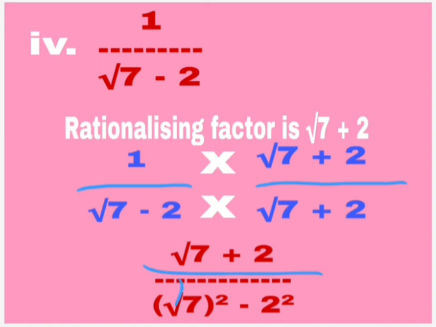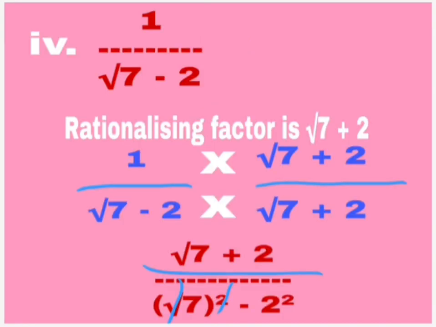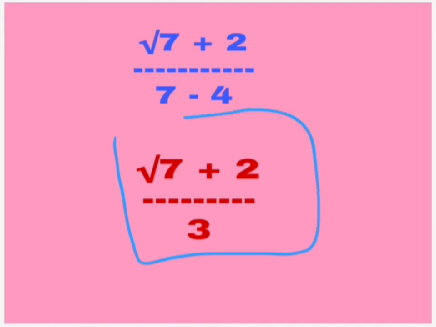So here in the denominator, root and square cancel. Okay. Next we will get root 7 plus 2 divided by 7 minus 4. This 4 is for this 2 square, so we are writing it as 4. Next, root 7 plus 2 remains as it is, and 7 minus 4 becomes 3. So that is the solution for our fourth sub-question.